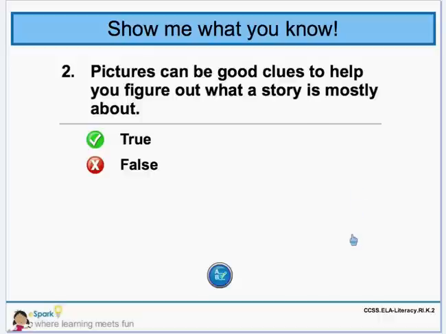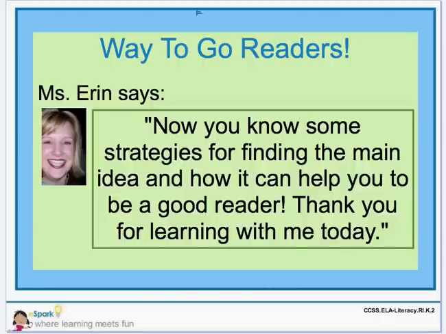One more question. Pictures can be good clues to help you figure out what a story is mostly about. Is that true or false? That was true. We used pictures to help us figure out what the story was mainly about.